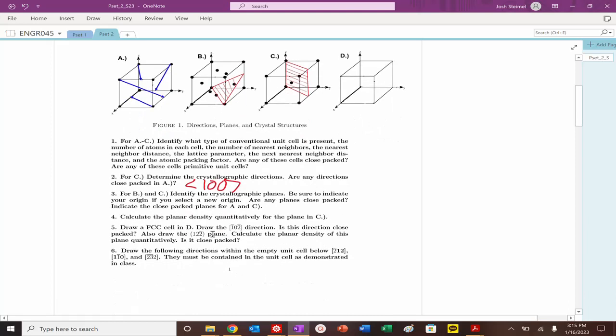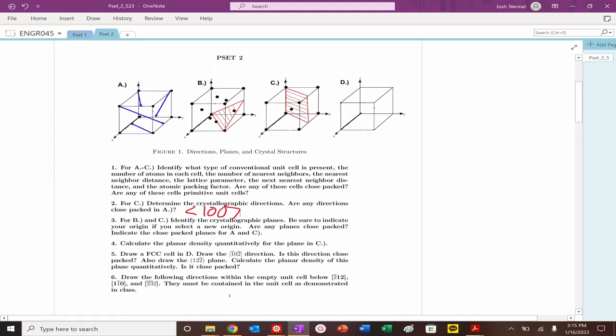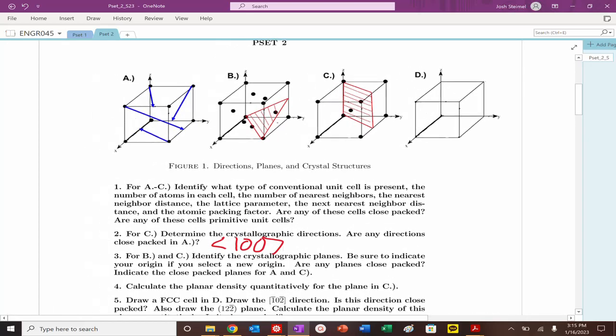Let's identify the crystallographic planes. So I need to change my origin. My origin is now going to be here and here. So what are my intercepts? My intercepts are at x equals 1. My y-intercept is at minus 1, and my z-intercept is at 1/2. So I need to flip these. So my plane will be 1, 1/2. Flip that, 2. Voila, got it.